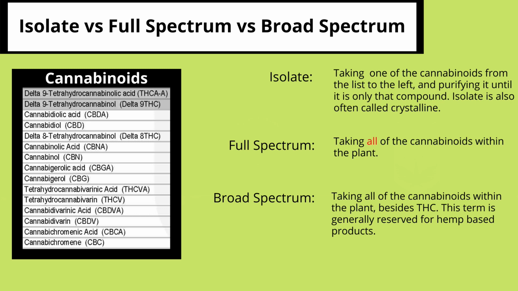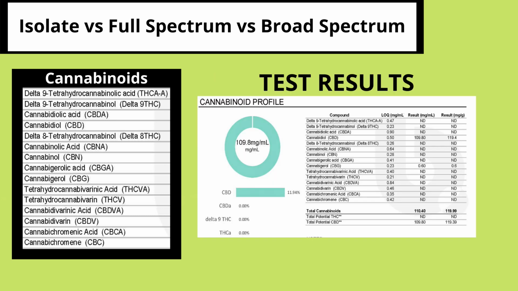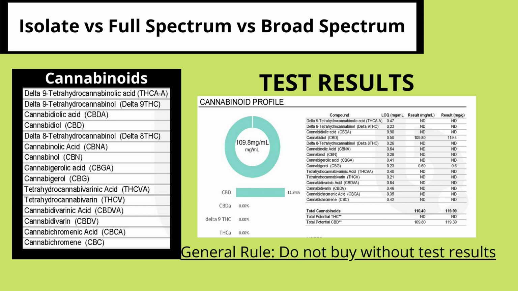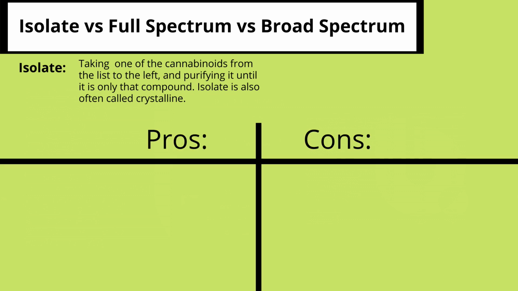Though, how can you be really sure of what you're taking in besides the label that you're given? Well, in most cases, you should always be looking for a test result. A general rule of thumb, if a company doesn't provide a test result, don't buy from them. There are other companies that will. So now let's talk about the pros and cons of each one.